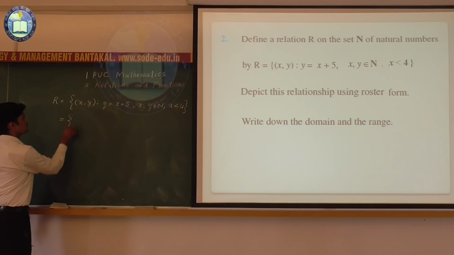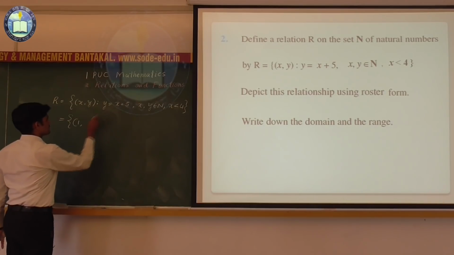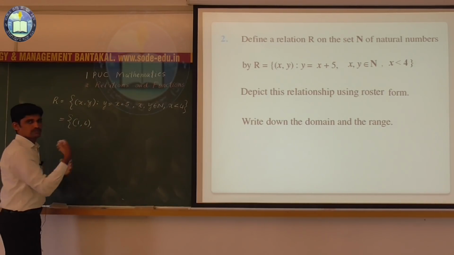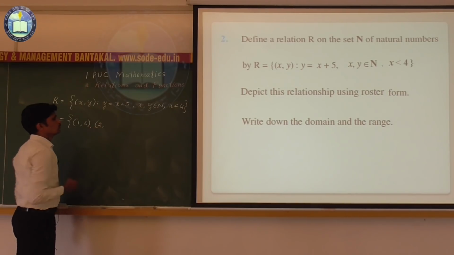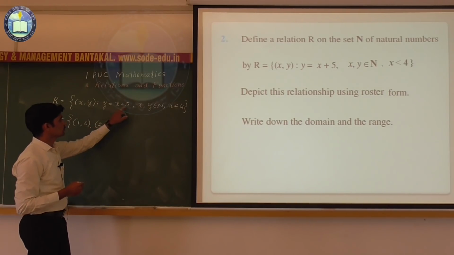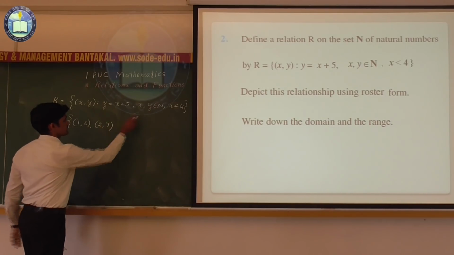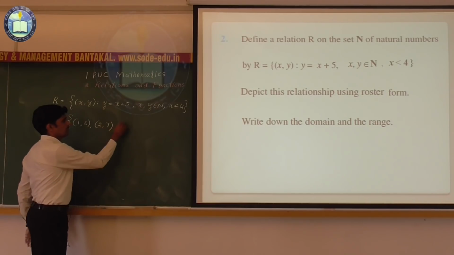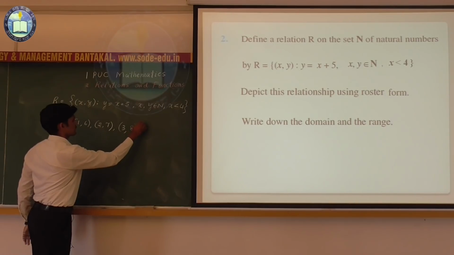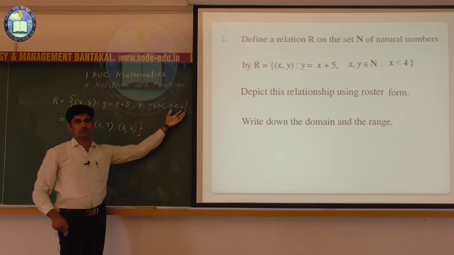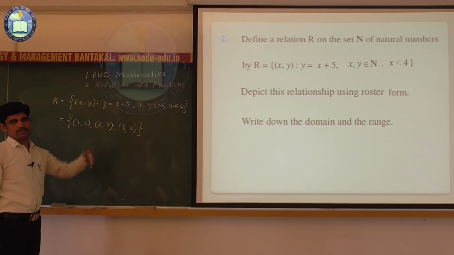So R is equal to, when you give x equal to 1, first natural number, then 1 plus 5 is 6. 6 belongs to the second set, that is N. Let us give x equal to 2, then y is equal to 2 plus 5, 7. That also belongs to the second set, that is N. And let us give x equal to 3, 3 plus 5, 8. And we cannot give x equal to 4 and more than 4. Therefore, these are the elements of the relation R.